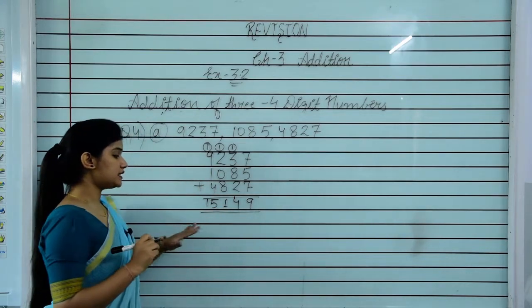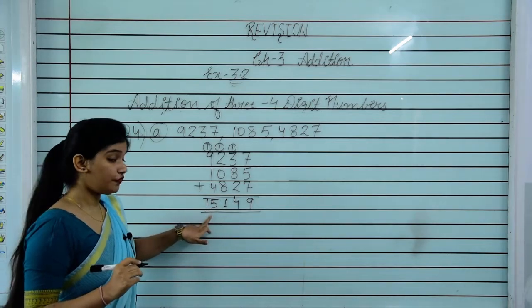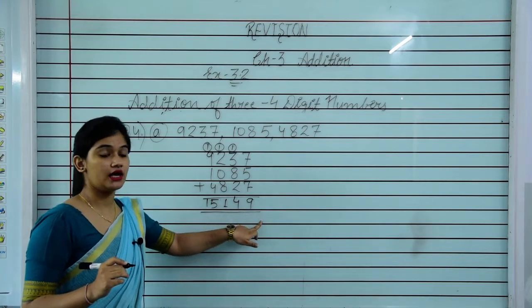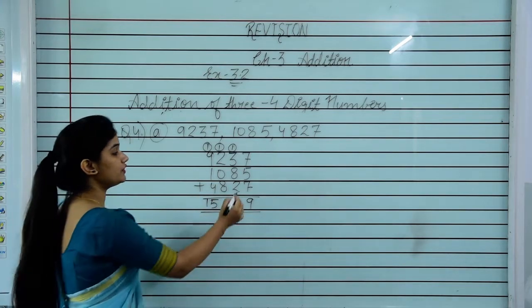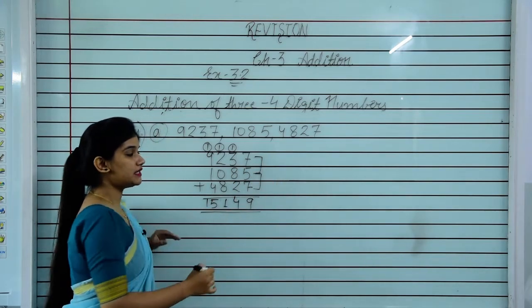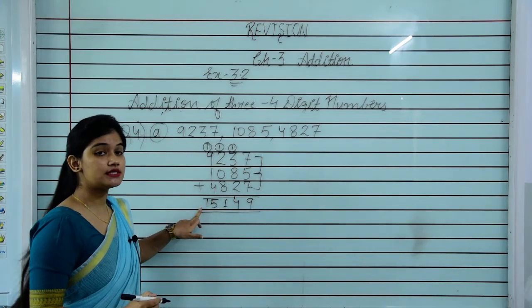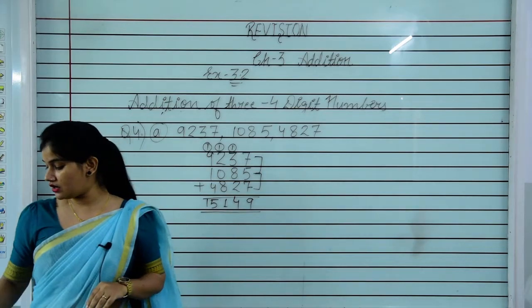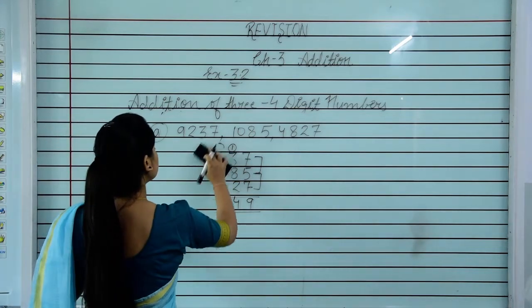So students, here the answer is 15,149, and this is the sum of these three numbers. It means here we can see 3 addends, and this is the sum of these 3 numbers. Understood, students? Now we move to the next topic.